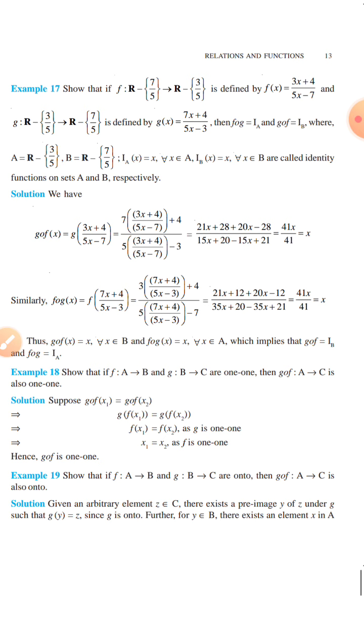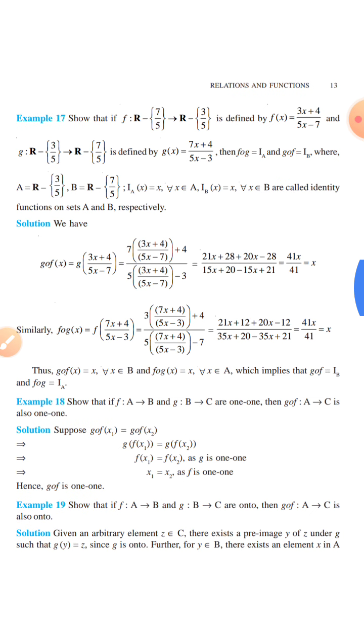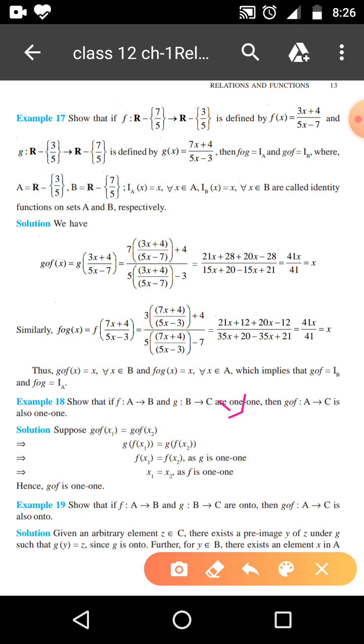Okay, so let's see, for each x1, x2, g of f(x1) is equal to g of f(x2). By definition, since g is 1-1, f(x1) is equal to f(x2), and since f is 1-1, that's why x1 is equal to x2. So this is an important question, so please solve this. Now next, invertible function.